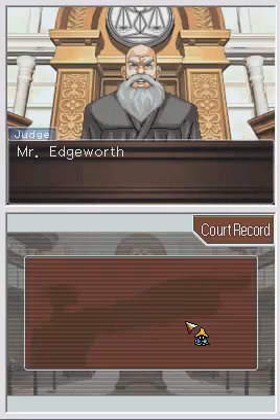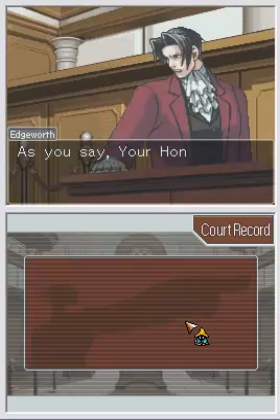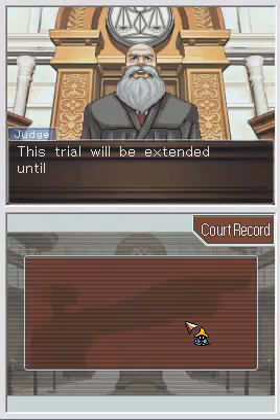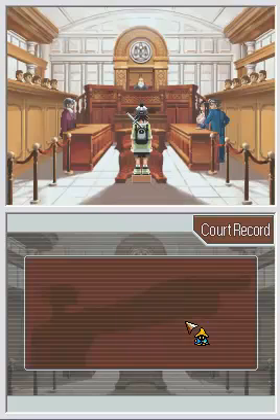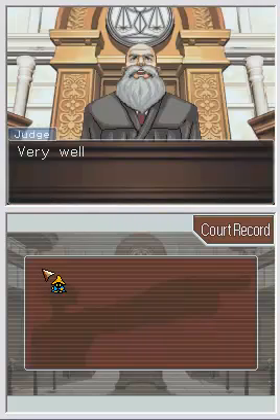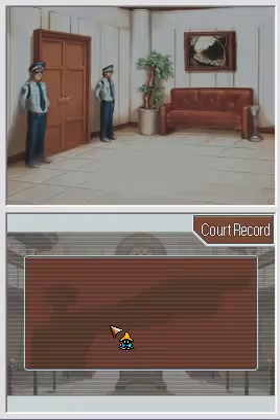That's a lot of homework. Mr. Edgeworth, you will need to reconsider your stance in this case. Above all, you will need to reconsider your suspicions of Mr. Will Powers. As you say, Your Honor. This trial will be extended until tomorrow. This is the last extension. Whew, we made it. Very well, court is adjourned. That was close.